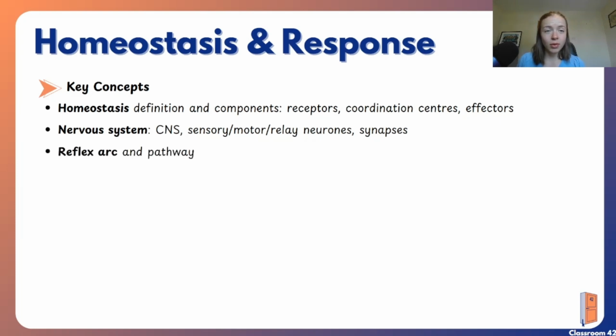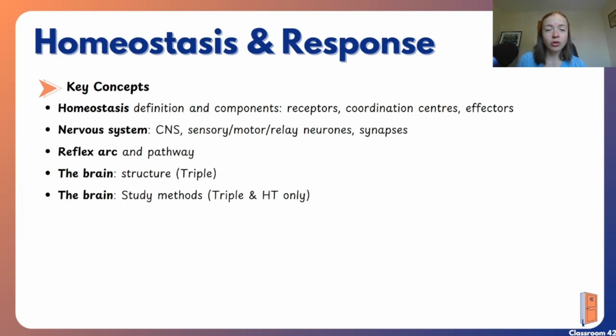The reflex arc and pathway, this is quite a common exam question, and it might be a scenario that you haven't come across before, but it's just making sure to cover those key 5 points that you always see in a reflex arc, and just making sure that you can apply it to any given random context that the examiners might throw at you. For triple students, the brain and the structure. And then if you're a triple and higher tier student, you'll need to make sure you have a memory of the study methods as well.